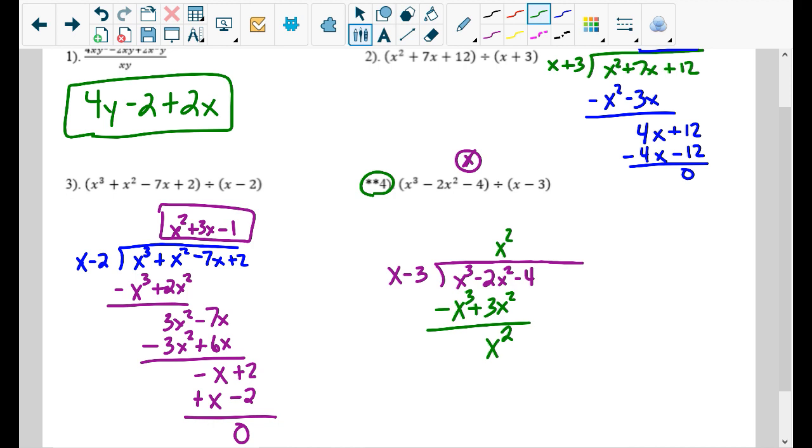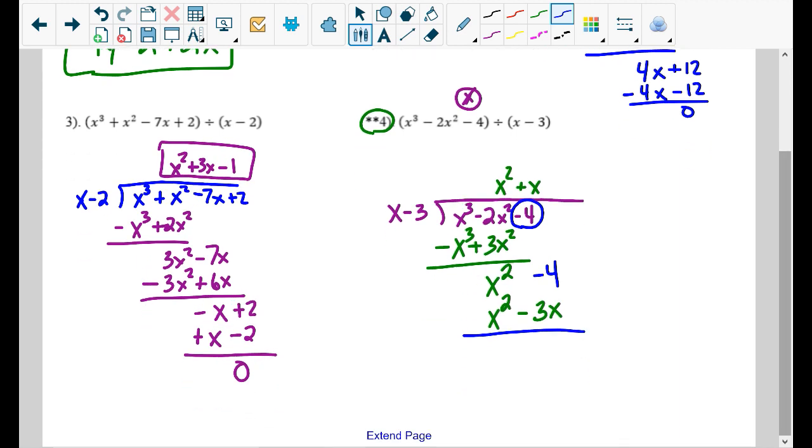Okay, so again, I'm taking x into x squared. I need 1x. So x times x is x squared. X times negative 3 is a negative 3x. You can see why this negative 4 doesn't really come down, because I can't really combine it with the x yet. So you could bring it down, no big deal. But again, I can't combine the -4 and the -3 because they're not like terms, right? So I do my subtraction here. So that becomes a positive 3x.